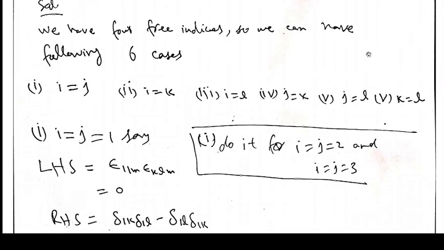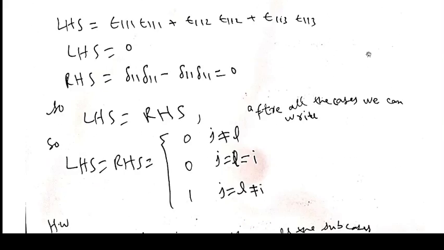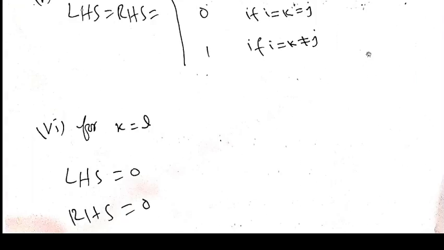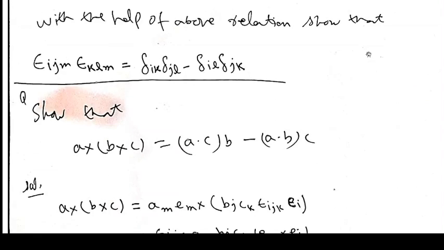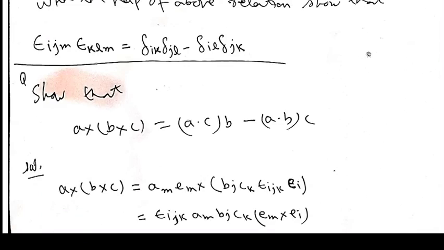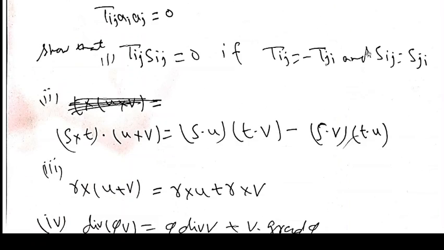Now we will study in this lecture some problems. You can say some more properties of the product of permutation symbols and some problems related with the indicial notations for the vector identities.